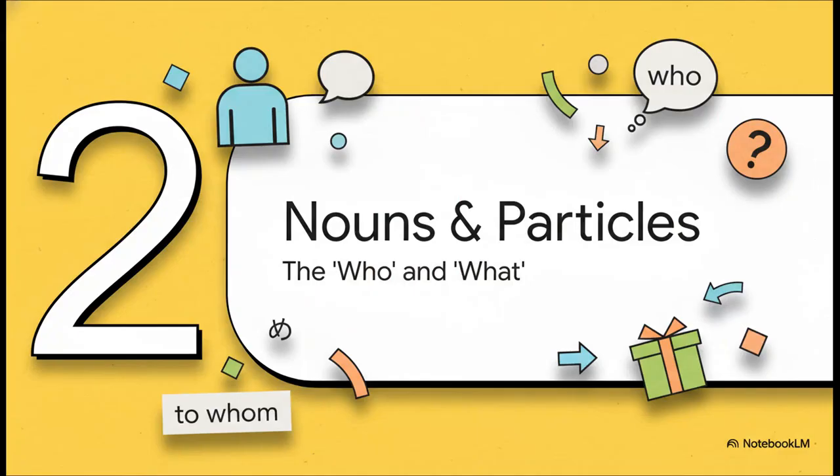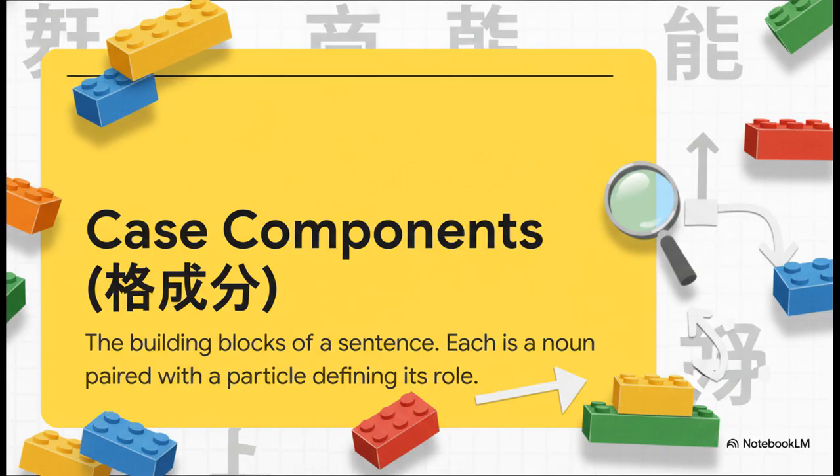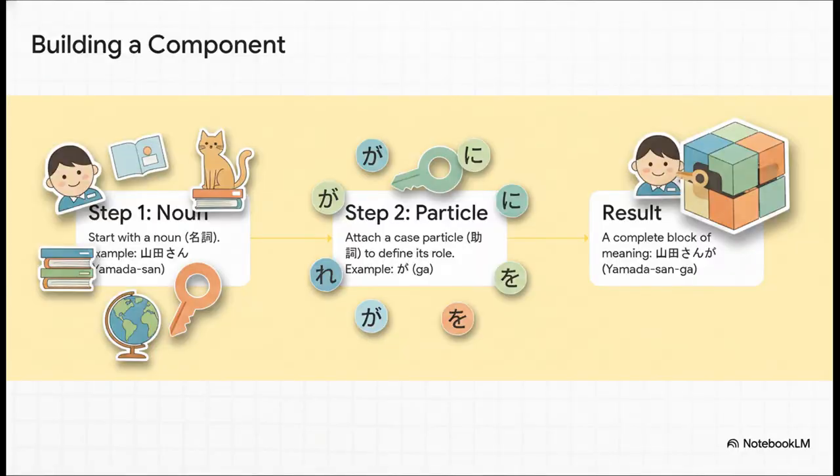Okay, so if the verb is all the way at the end, how does the sentence handle all the other important bits like the who, the what, and the to whom? Well, that's where nouns and particles come into play. Let's see how they're put together. So everything that comes before that final predicate, you can think of it as a self-contained unit called a case component. And the best way to picture these is like Lego bricks. Seriously, each brick is just a neat little package of information that tells you something specific about its job in the sentence. And each one of these little building blocks follows a super simple formula.